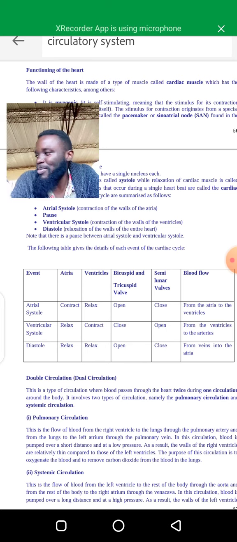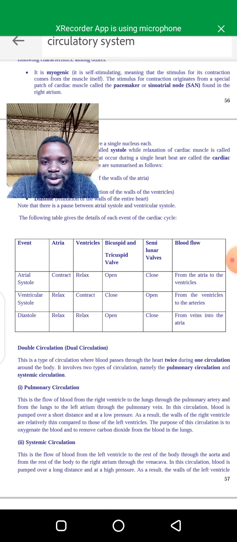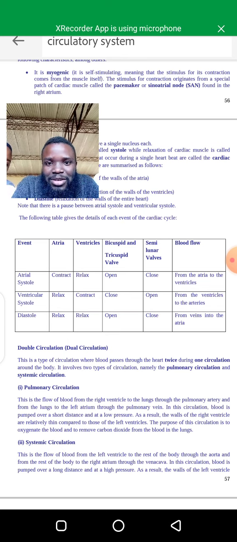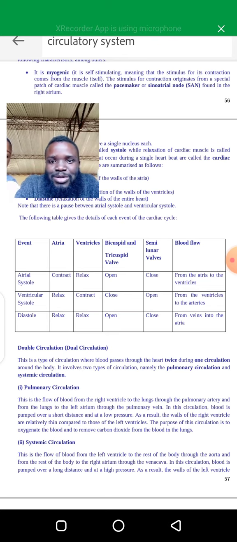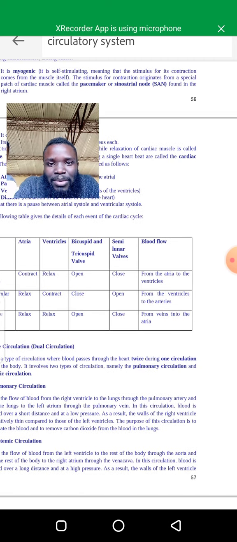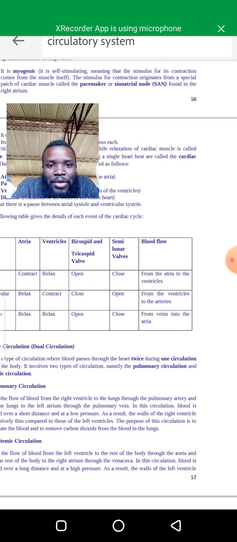Okay. So let's look at the events that happen in the heart. We've got atriosystole. When the atria contract, what happens to the atrium? The atrium contracts. What happens to the ventricles? They relax. What happens to the tricuspid and the bicuspid valves? They open. What happens to the semilunar valves? They close. What happens to the blood flow? Blood will flow from the atrium to the ventricle.